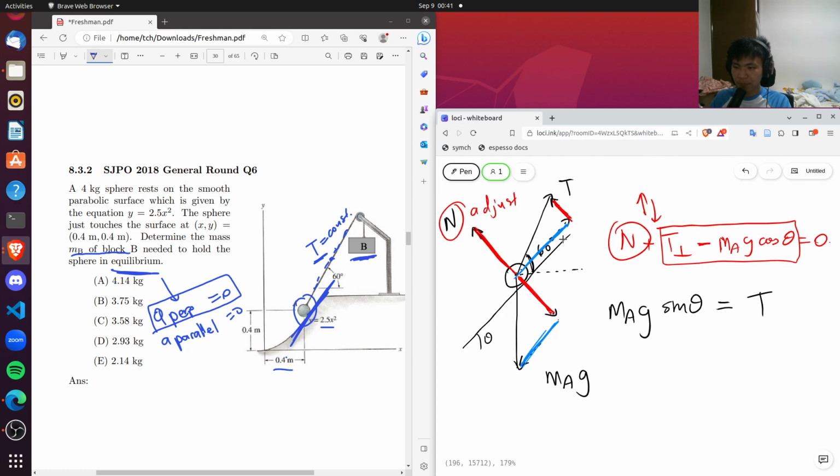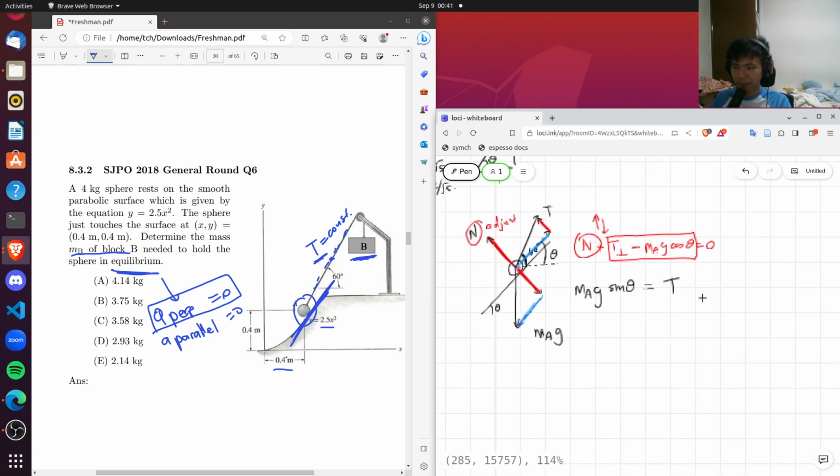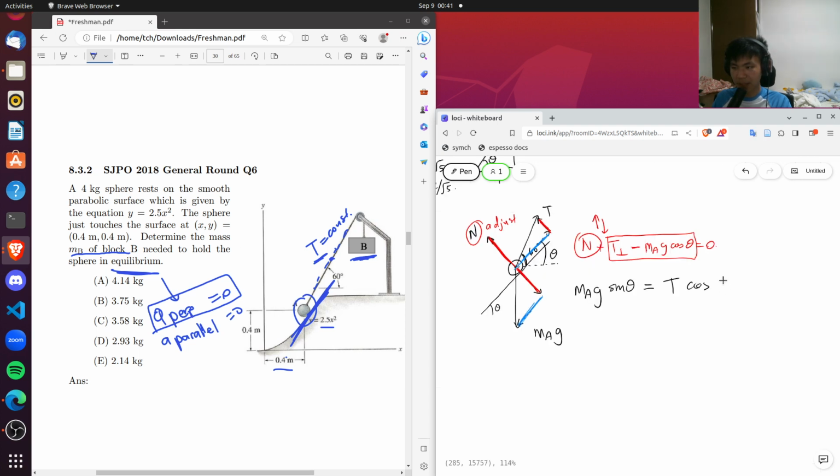We know this is angle theta, so we need to take T cosine of 60 minus theta. Yeah, 60 degrees minus theta. Sorry for that slow thinking.